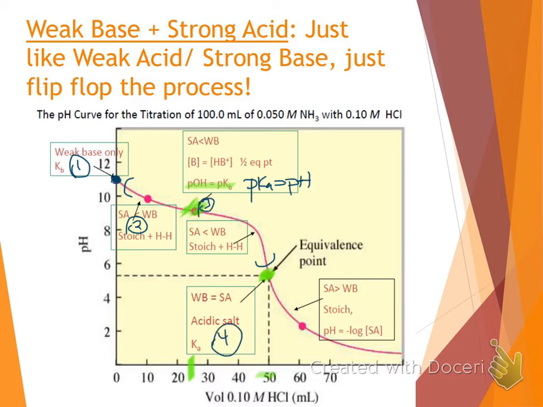But this time, it is an acidic salt, so it's going to be a Ka problem. And then lastly, after the equivalence point, we're only going to have strong acid left, so we'll need to do stoichiometry to figure out how much H plus concentration, then take the negative log of that.